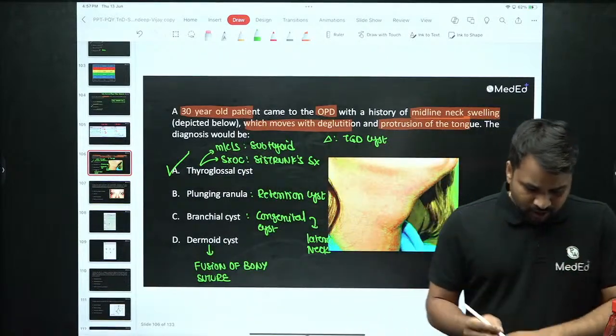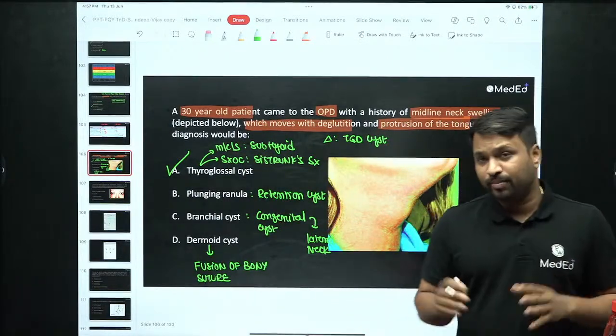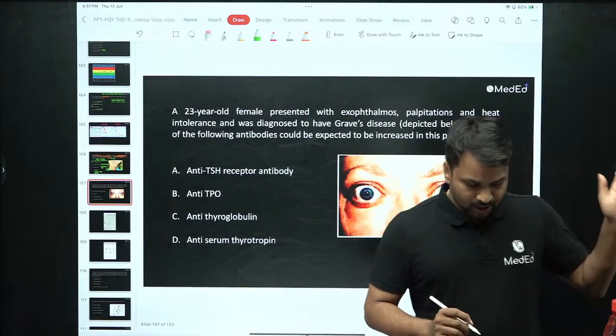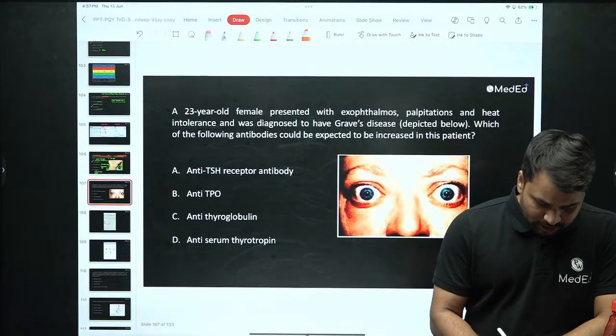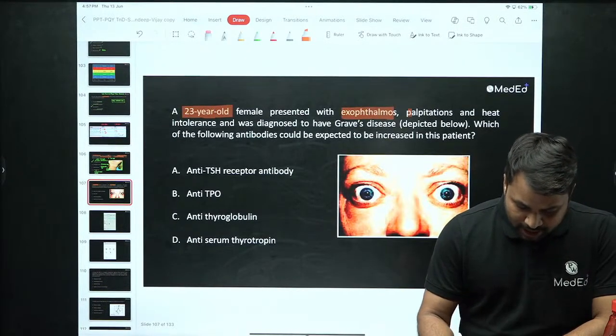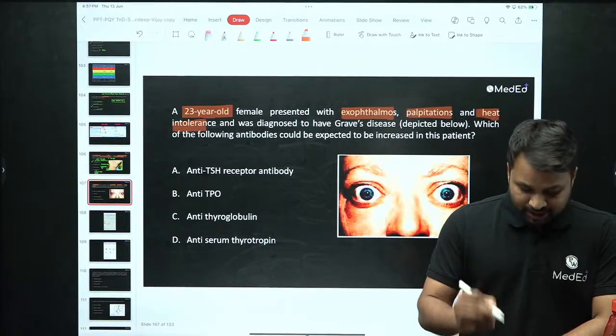So subhyoid is the site. In Sistrunk's operation, a part of the hyoid bone is also removed. Answer here is thyroglossal duct cyst. Now, question number 23. Oh, sorry. Next question. 23-year-old female, exophthalmos, palpitation, heat intolerance, Graves' disease.